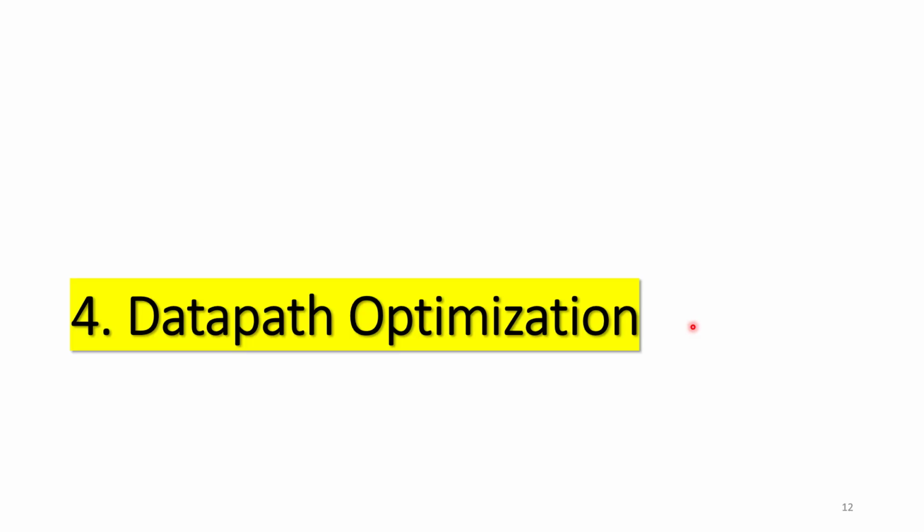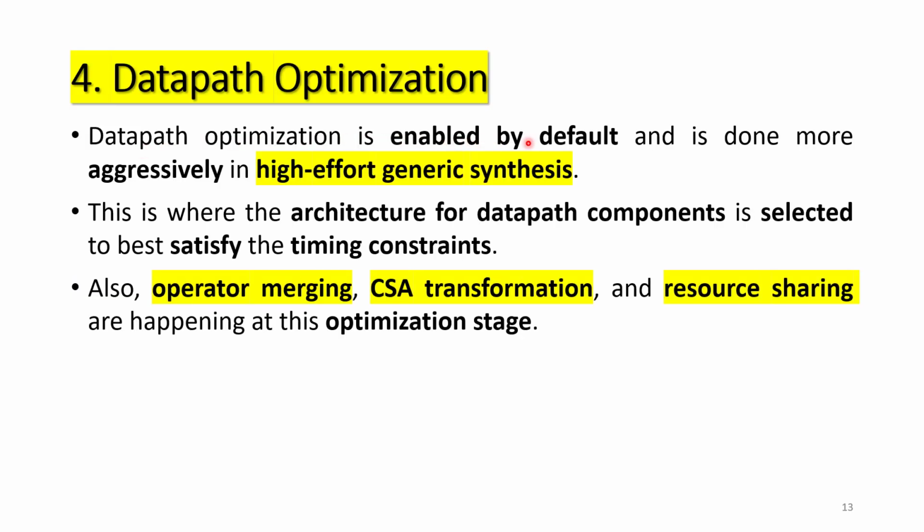Next technique is data path optimization. Data path optimization is enabled by default and is done more aggressively in high effort generic synthesis. Generally, while performing synthesis, we will be using three commands called syn_generic, syn_map, and syn_opt. You can set an efficiency level, or you can call it an effort level, like low, medium, high, and ultra. Suppose you are going for high effort, then data path optimization will be performed with high effort. This is where the architecture of data path components is selected to best satisfy the timing constraints.